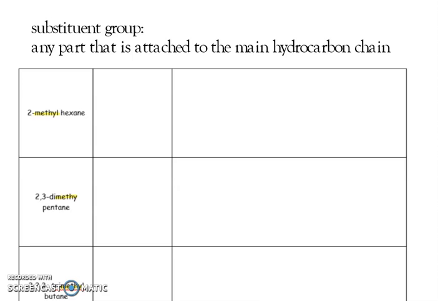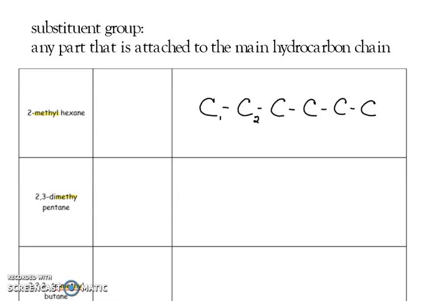Now, the first one has 1 methyl group. The second one says dimethyl, which means that it has 2 methyl groups. The third one says trimethyl, which means it has 3 methyl groups. So the words tell you what it is, and the numbers tell you where. So in the first one, 2-methylhexane, we're going to have 1 methyl group, and it's going to be on the 2nd carbon of a hexane chain. So if we consider the hexane chain to be 6 carbons in a row, and we want to count from the left, that 2nd carbon is going to have the methyl group on it.